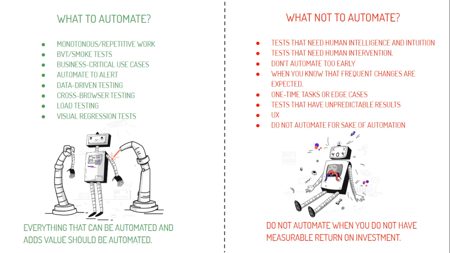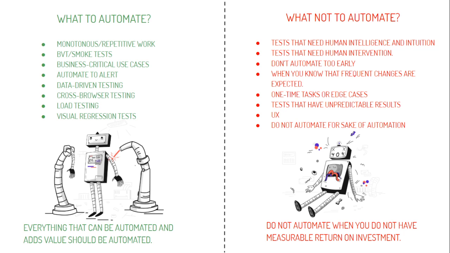You can also automate visual regression testing. For people who do not know what visual regression testing is, it is basically testing your UI for differences. When you do visual regression testing, you have a baseline, and you compare your current website with the baseline and see if there are any differences in the UI, like a button that has gone missing, or if your alignment has gone wrong. Anything that happens in the DOM can be captured using visual regression testing. So to conclude, you should automate everything that can be automated and that adds value.